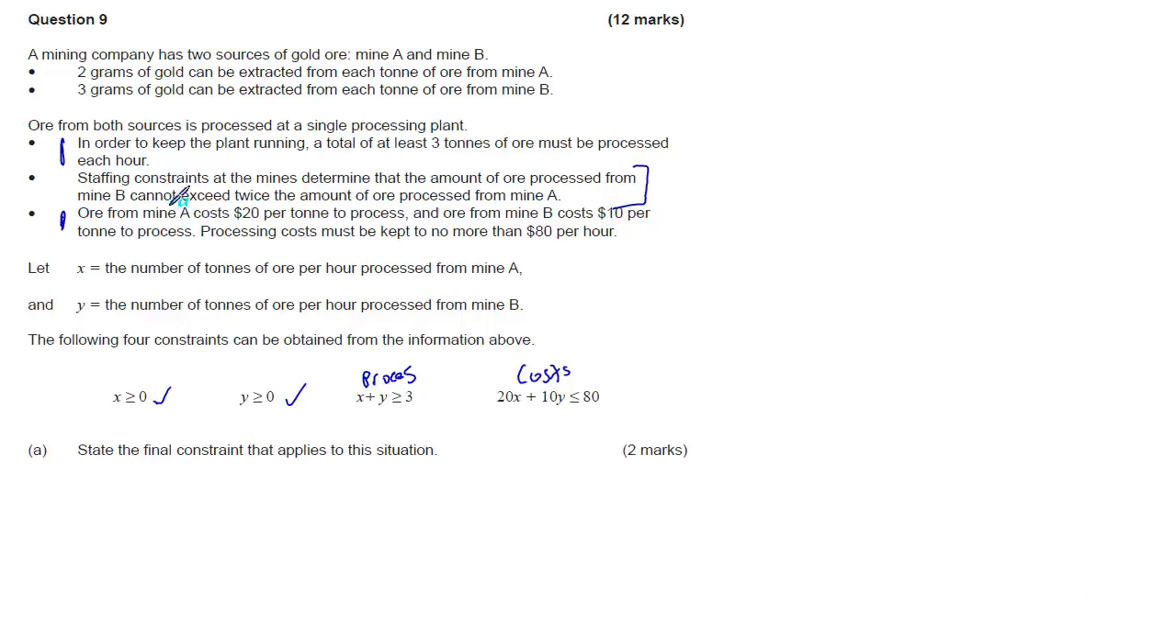Staffing constraints at the mines determine that the amount of ore processed from mine B cannot exceed twice the amount of ore processed from mine A. So if those were actually equal, that would be y equals 2x, but we're told that it can't exceed, so that must be a less than or equal to. So our final constraint is y is less than or equal to 2x.